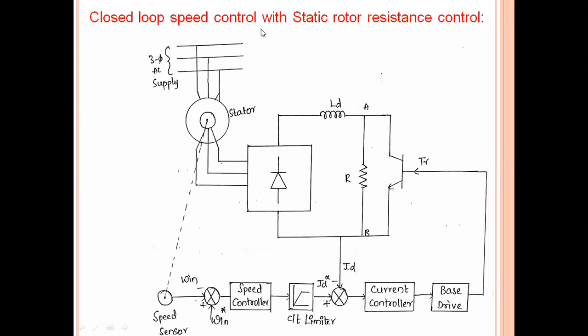So, the closed loop operation control with the static rotor resistance control. You can see this is the complete circuit diagram of the closed loop operation. This is the same as we have seen in the previous case. The resistor which is connected between A and B terminals is also connected parallel to the switch. Don't worry, you can connect the switch here or here. There will be no problem because both are in parallel.